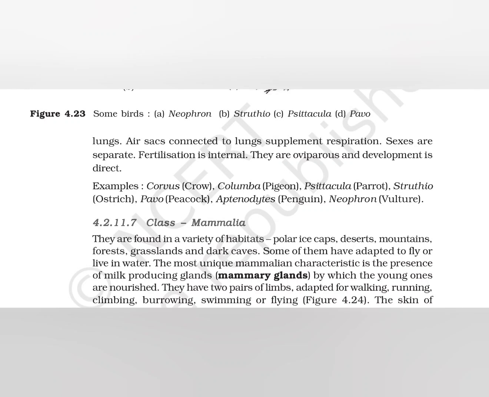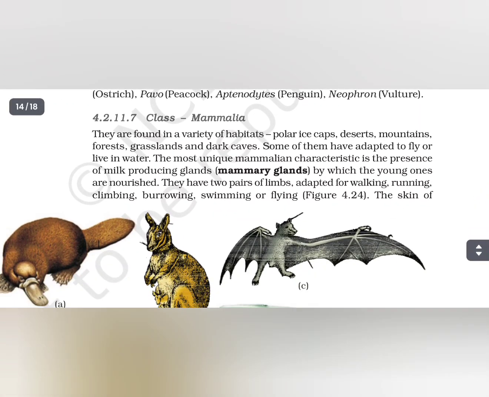Sexes are separate. Fertilization is internal. They are oviparous and development is direct. Example: Corvus, crow; Columba, pigeon; Psittacula, parrot; Struthio, ostrich; Pavo, peacock; Aptenodytes, penguin; Neophron, vulture.